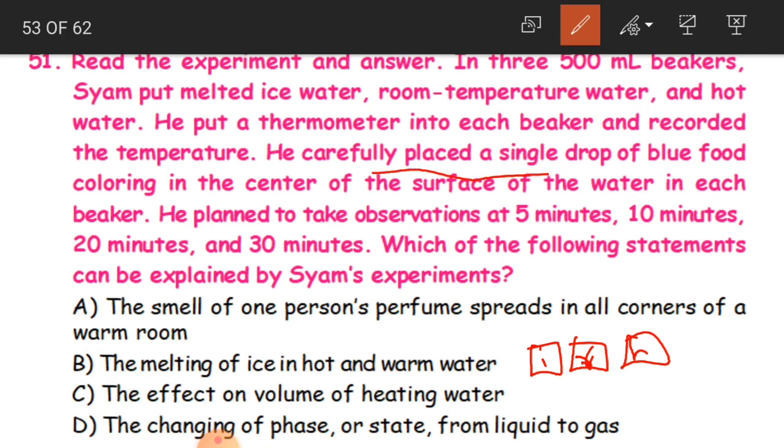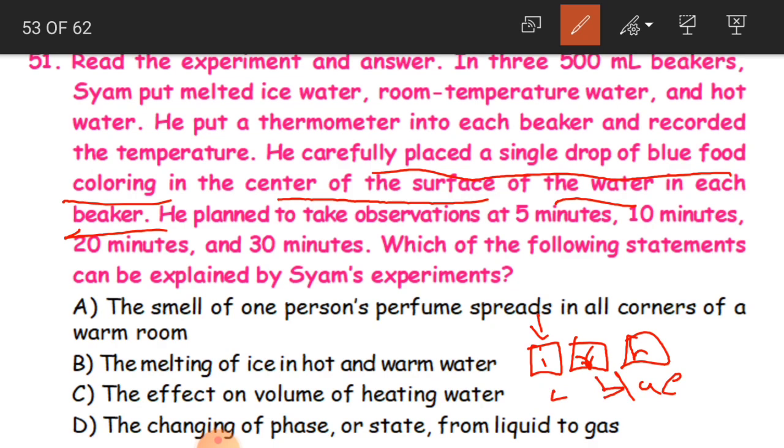He carefully placed a single drop of blue food coloring in the center of the surface of the water in each beaker. What did he do? He just poured a single drop, just one drop of blue food color. In the sense, he wanted to color the water. So for that he placed a drop of blue food color in the center of the surface of water in each of the beakers. For every beaker he placed a single drop of blue color. Okay, and he planned to take observations at 5 minutes, 10 minutes, 20 minutes and 30 minutes.